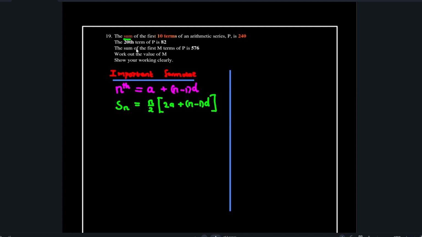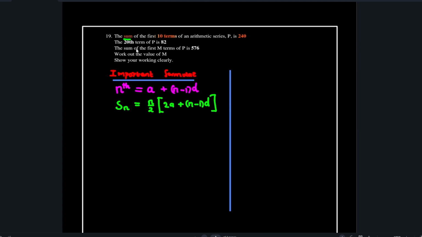The first equation is nth term equals a plus (n minus 1) times d, where a is the first term, n is the number of the term, and d is the common difference. The sum of a given number of terms is given by the formula n over 2 times (2a plus (n minus 1) times d). These two formulas are important. When you are finding the nth term, you use the first one. When you are finding the sum of terms in a sequence, you use the second.